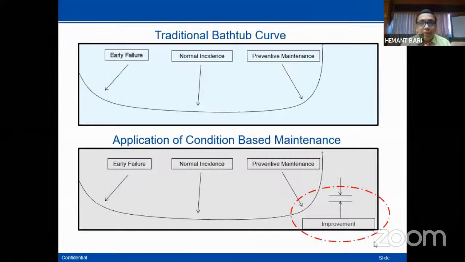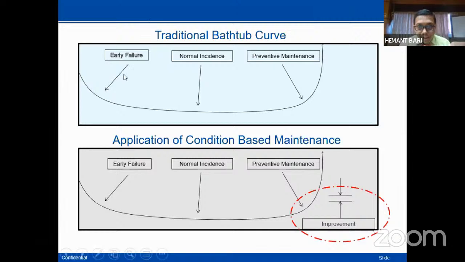Now, तो ट्रेडिशनल बाथटब जो है कि अर्ली फेलियर एट द टाइम ऑफ इंस्टॉलेशन हो सकता है, अदरवाइज द नॉर्मल पीरियड जो है ऑपरेटिंग का मशीन का वो है, एंड देन द प्रिवेंटिव मेंटेनेंस. बट with that preventive maintenance, if you add up the condition based maintenance, you add the condition monitoring technique data, then the life of equipment will surely increase.